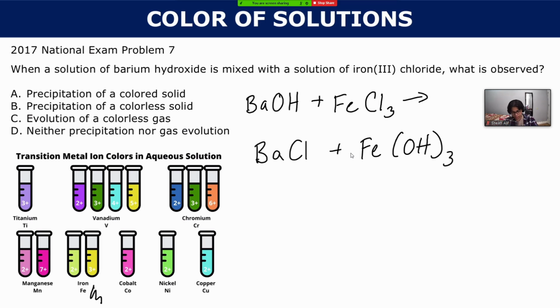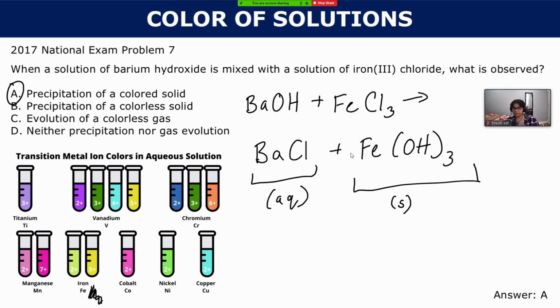And barium chloride is going to be aqueous. But Fe(OH)3, if you look at your solubility rules, it's going to be a solid, meaning we do see a precipitate forming. And not only is it a precipitate, it's a colored precipitate. If you look at iron right here, it's colored. And so we are going to have a precipitation of a colored solid. And that is the answer.